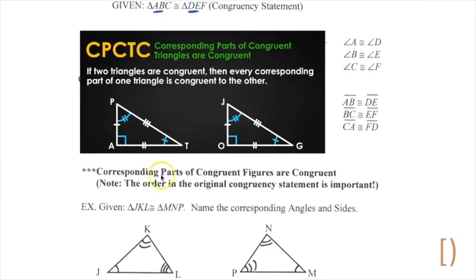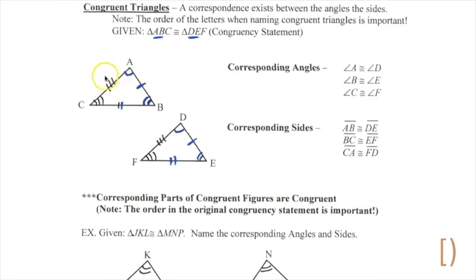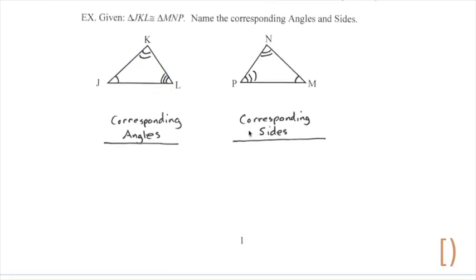And keep in mind, corresponding parts of congruent figures are congruent. If you have 2 triangles that are congruent, then all the corresponding parts, like AC, all the things we talked about, they're going to be congruent. Okay, let's do an example. I'll give you these 2 pictures here. I'm telling you triangle JKL is congruent to triangle MNP. We want to name all the corresponding angles.